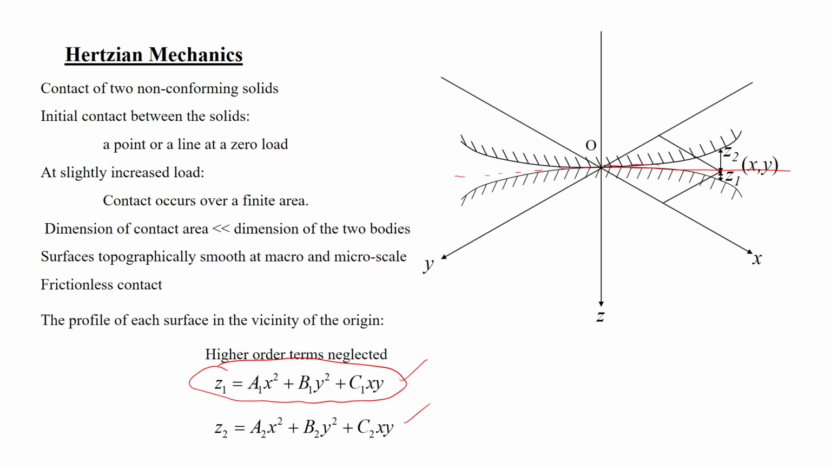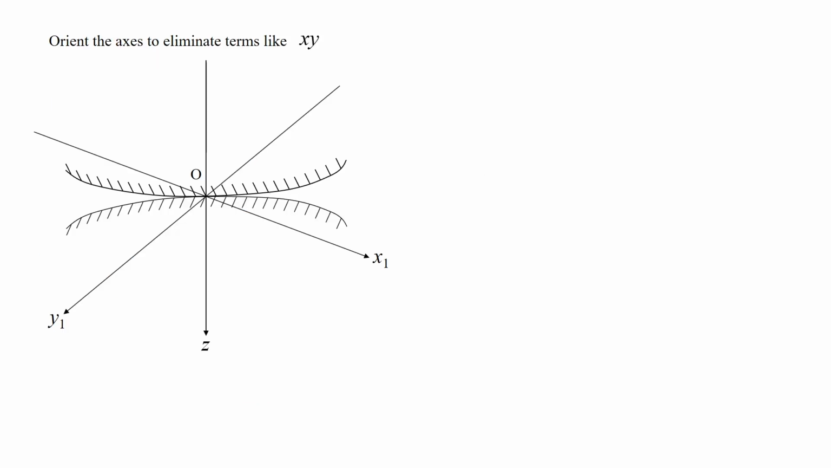So, what we can do is orient this x and y axis such that now we will have z1 equal to x1 square by 2 r1 dash plus y1 square by 2 r1 double dash. So, we can represent it like that. And what are this r1 dash and r1 double dash? These are actually principal radii of curvature.